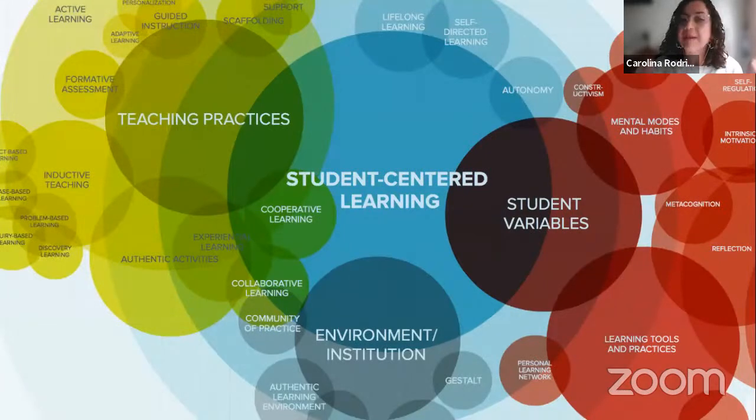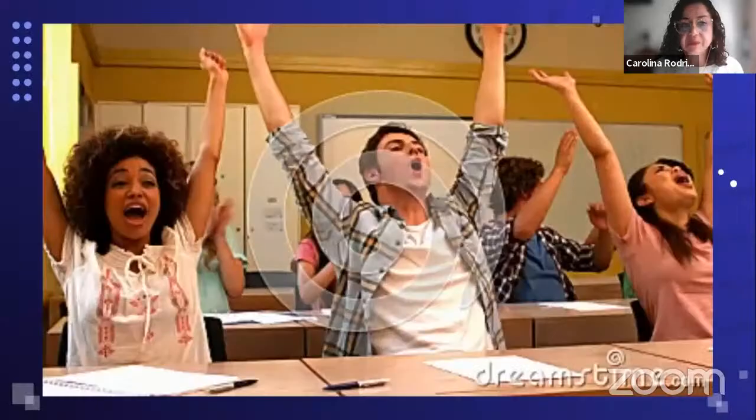So I think this is a reflection that I want all of us to have this afternoon. When I put my students at the center of the learning process, what does that mean for my teaching practice? What does it mean for my students and for my institution, right? So I don't know about you, but I would love to have classes with students like this. Very happy people, excited about what they are going to learn.